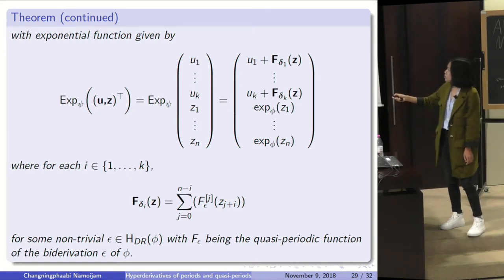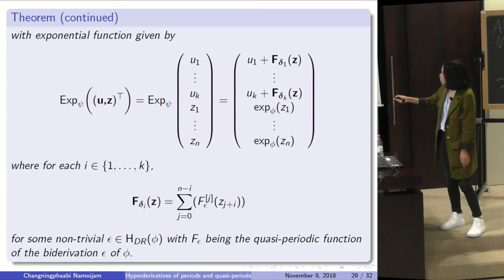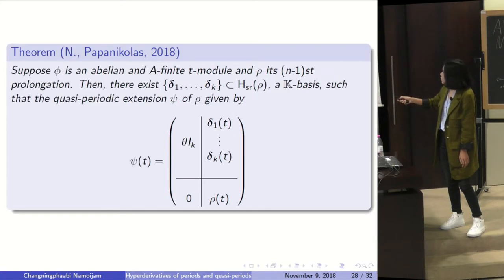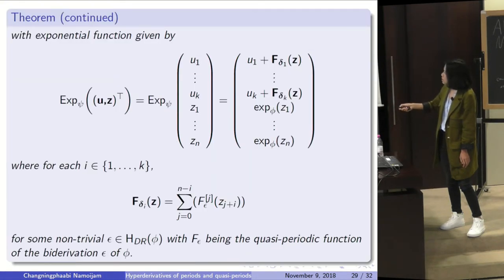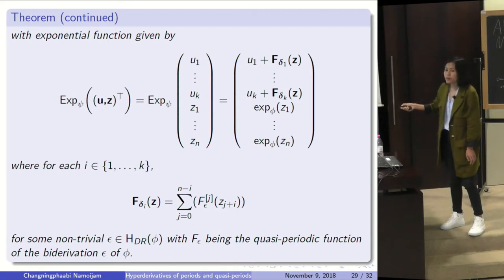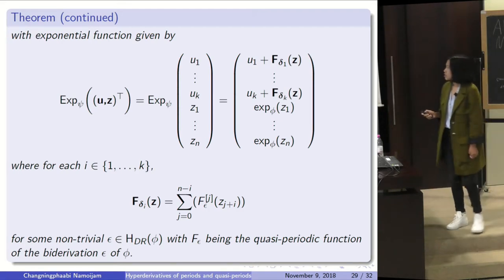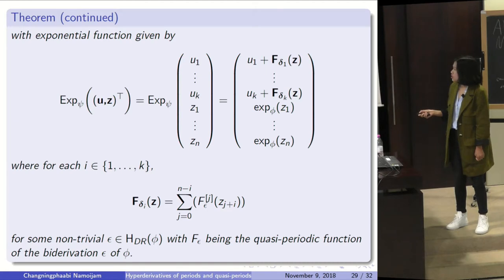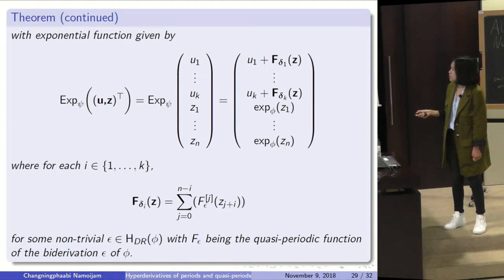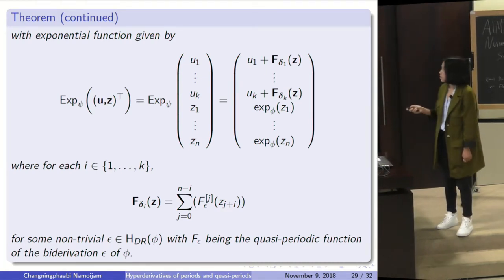Okay. So from here to here is coming from the prolongation. And then this is the quasi-periodic function corresponding to my delta_i's, which are biderivations of rho, which is given in this way, for some non-trivial epsilon in the de Rham biderivations of phi. Okay.